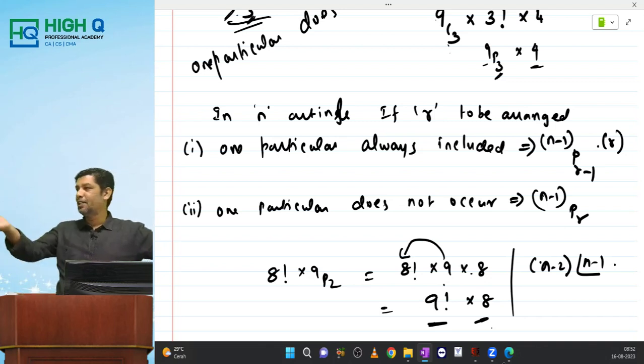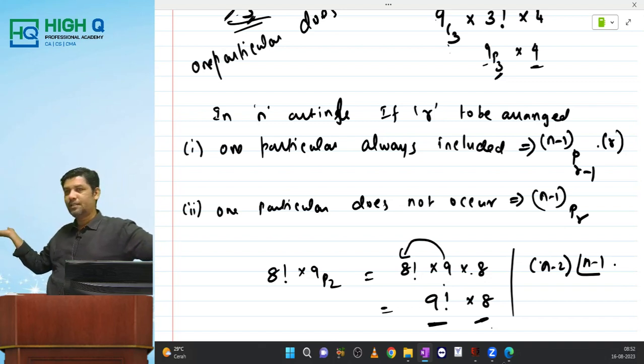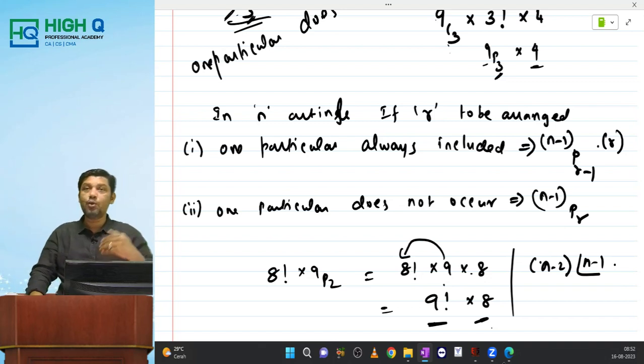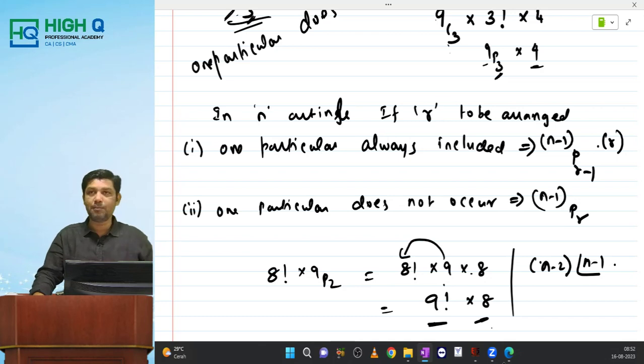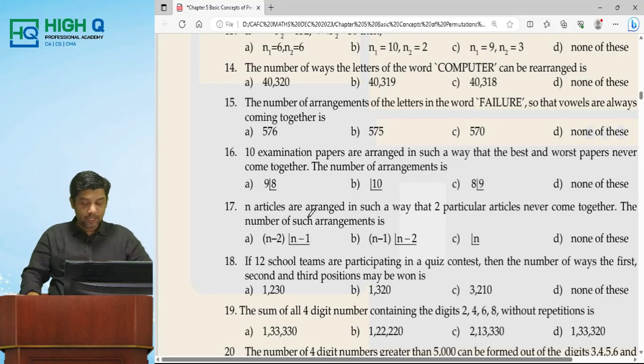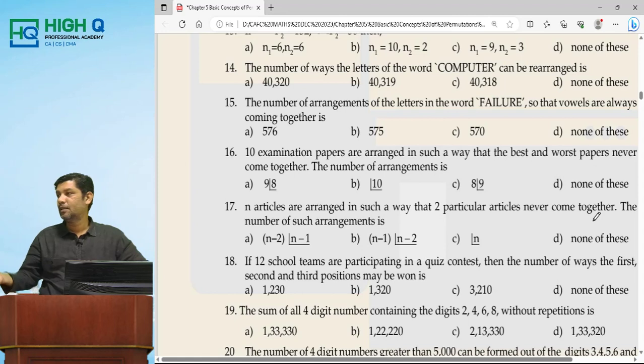Sir, I understood the original method, sir. This method is not needed, sir. If at all you want to remember a formula, you can remember this. That's it. Now, n articles are to be arranged in such a way that 2 particular articles never come together. So just now we derived the formula: (n minus 2) into (n minus 1) factorial.